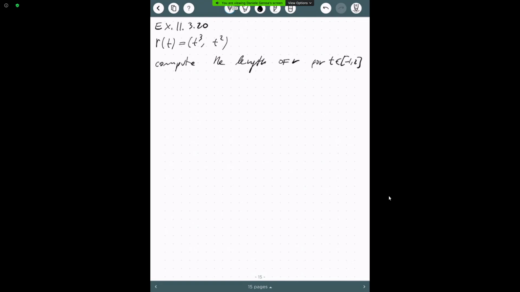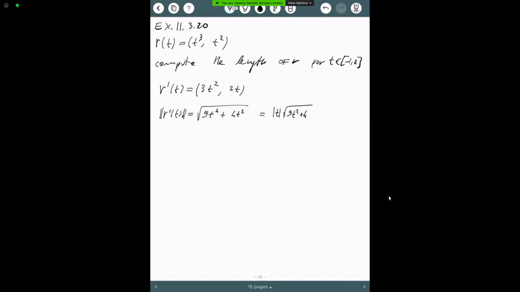So the procedure is the same. You compute the first derivative, you get 3 times this, you get 2 times this, then you compute the norm of r prime, and then you get the square root of 9t to the power of 4 plus 4t to the power of 2. So you actually see that this is what we get: the modulus of t times the square root of 9t squared plus 4.